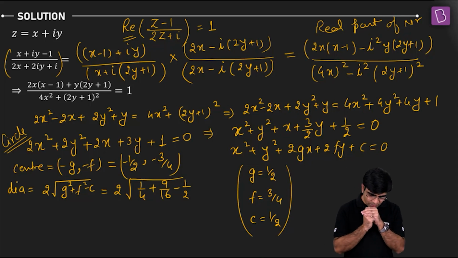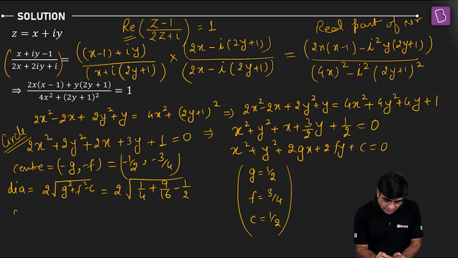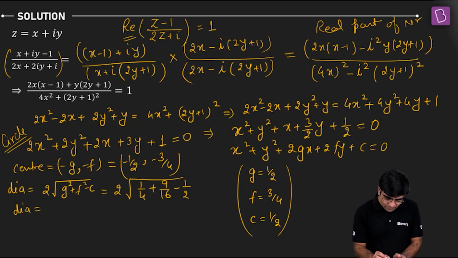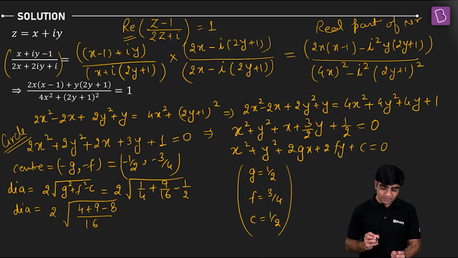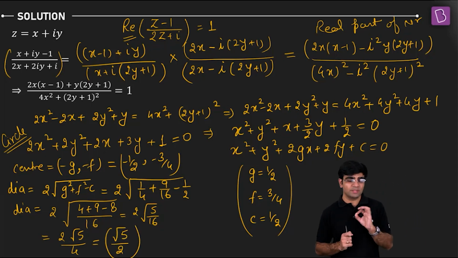If you simplify it further after taking the LCM as 16, the diameter becomes 2 times under root of, we get 16 in the denominator, so 4 plus 9 minus 8, that is 13 minus 8 by 16, that is under root of 5 by 16. So we get 2 into root 5 by 4, which implies root 5 by 2. What is my diameter? Root 5 by 2.